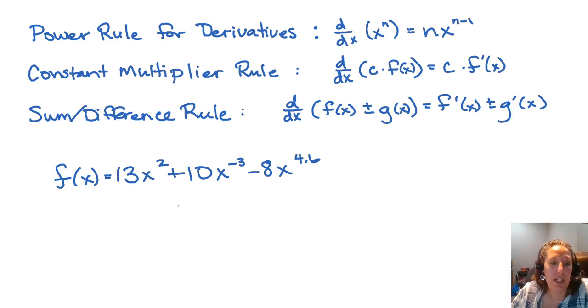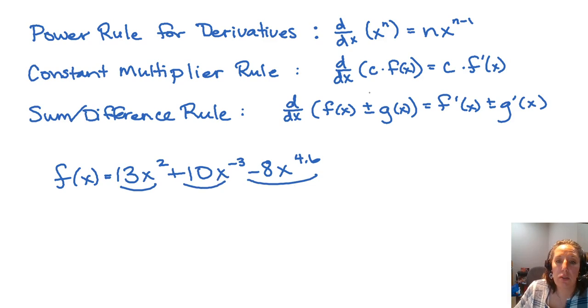All right, so let's take a look at this first example here. We have f of x equals 13x squared plus 10x to the negative 3 minus 8x to the 4.6. So if we want to take this derivative, we can use the sum and difference rule and look at each of these terms individually. And then we can use the constant multiplier rule to pull those coefficients out front, and then use the power rule to take the derivatives of those powers.